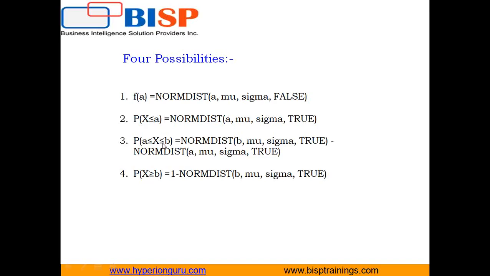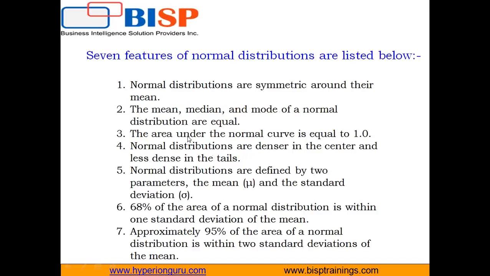So this is how the normal distribution function works in Excel. There are some normal distribution features I have listed here. The first one, normal distribution is symmetric around the mean, and second, the values mean, median, and mode are all equal in our distribution.